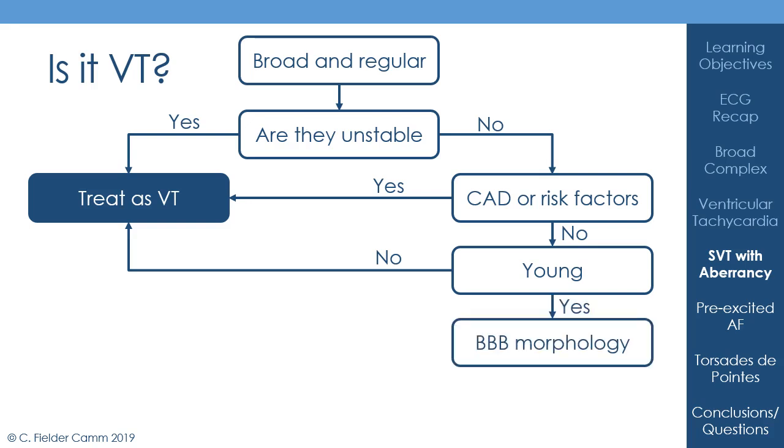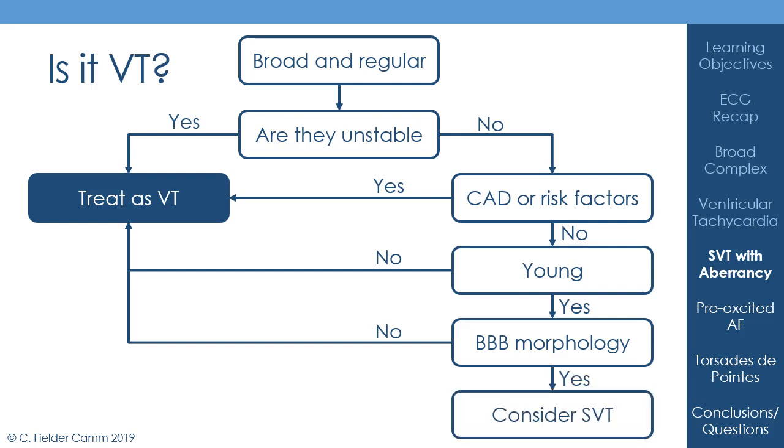Now, let's say they are young. Is there a clear bundle branch block morphology? Okay, so you've now got a stable patient who's young and has no coronary artery disease or risk factors. If you've got a really clear bundle branch block morphology, then maybe. But if you can't convince yourself that it definitely looks like either left or right bundle branch block, then again, you should treat it as VT. So if you do have that bundle branch block morphology in a young patient without coronary artery disease or risk factors, and they're completely stable, then give it a shot. You can consider treating it as SVT.